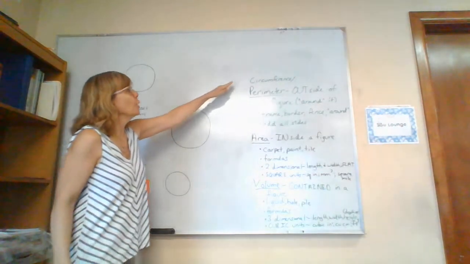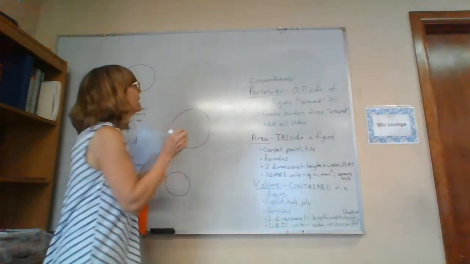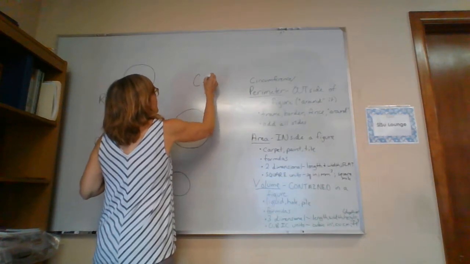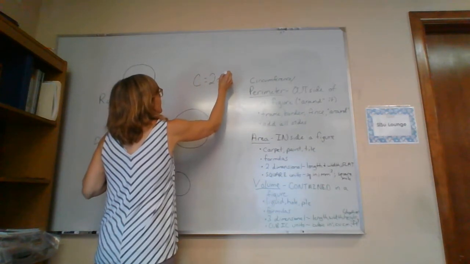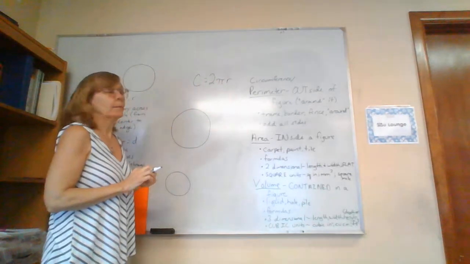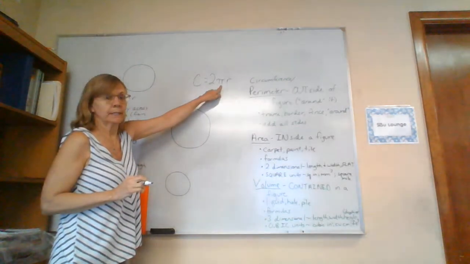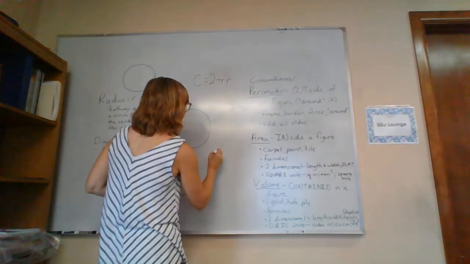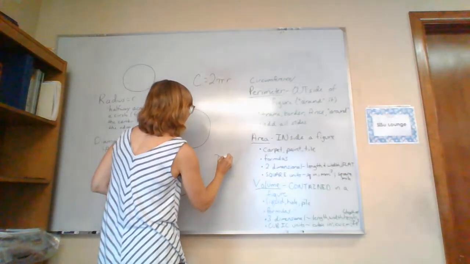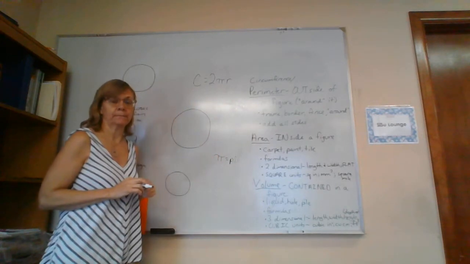Here's the thing. With circumference, I'm going to tell you what the formula is. Again, it will be on the formula sheet. The circumference is 2 times pi times the radius. All right, we need to define a few things, don't we? This symbol right here is called pi. It's the Greek symbol. That's what it looks like.